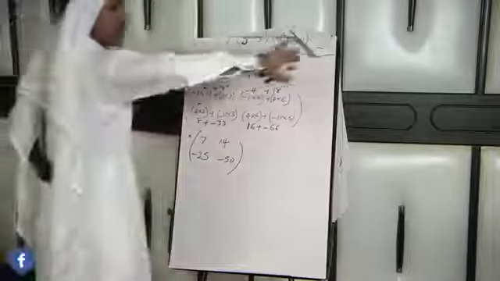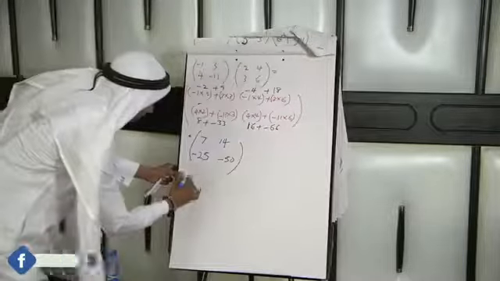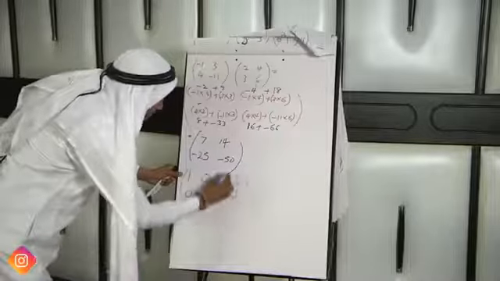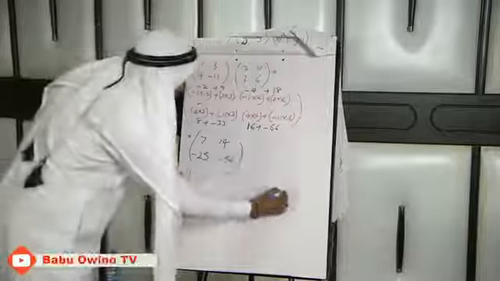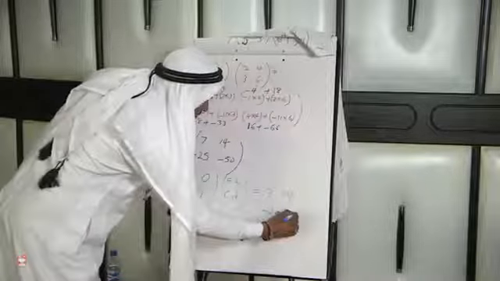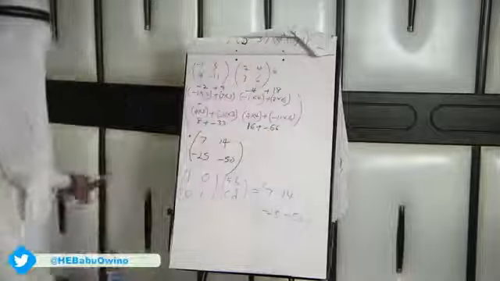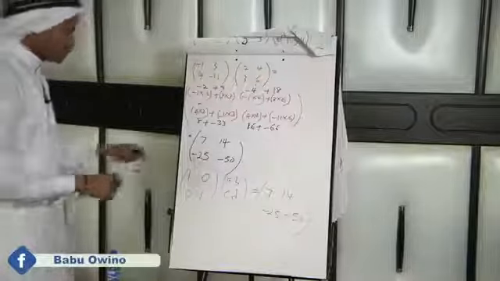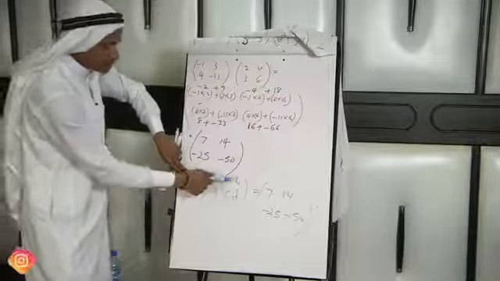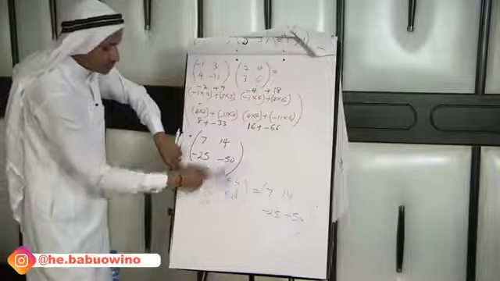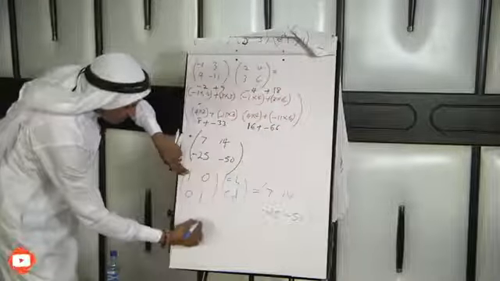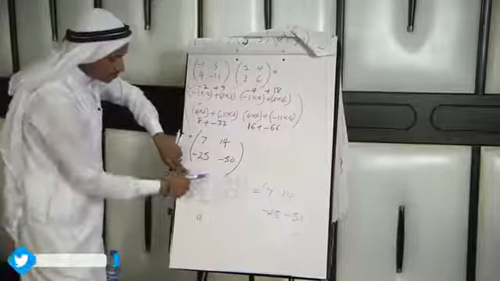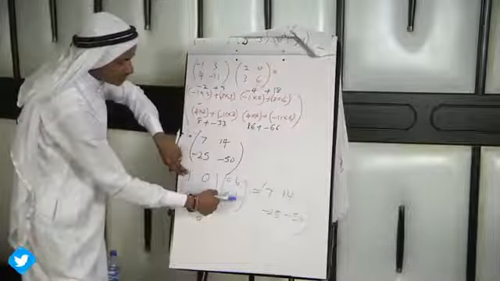So this is what we've gotten on the right hand side. The left hand side, remember, we had 1, 0, 0, 1, then A, B, C, D, and then you equate it to 7, 14, minus 25, minus 50. So class, when you open up this further, you get 1 times A, which is A, plus 0 times C, which is 0. So therefore you get A. Then 1 times B is B, plus 0 times D is 0. Therefore B plus 0 is B.